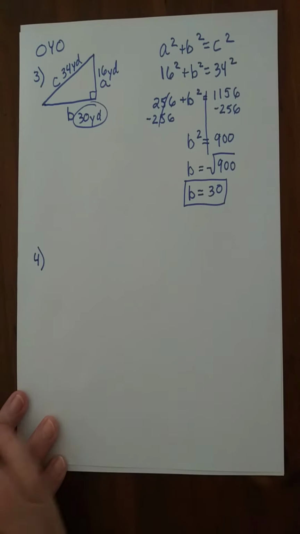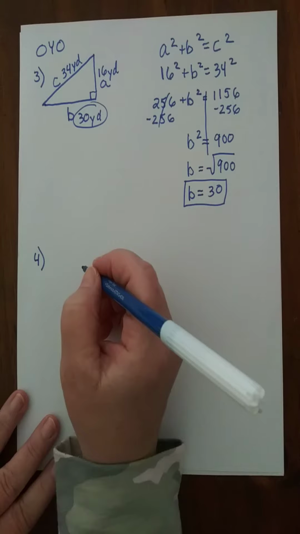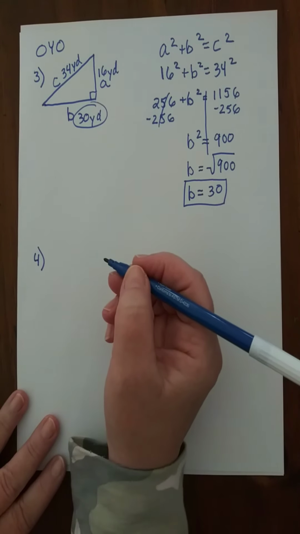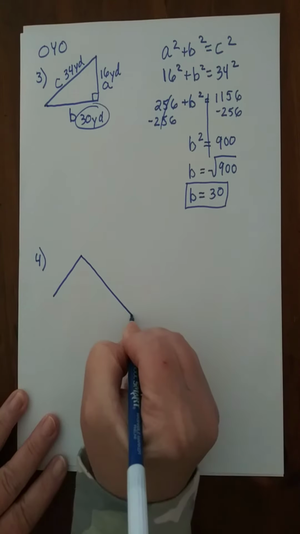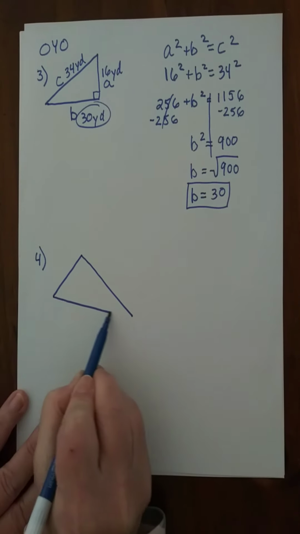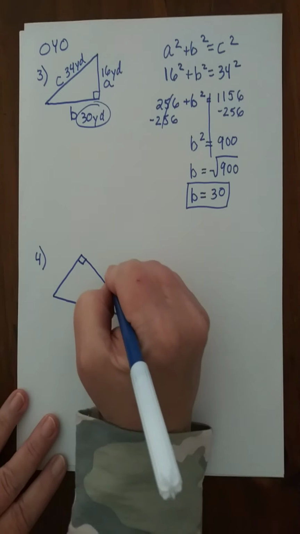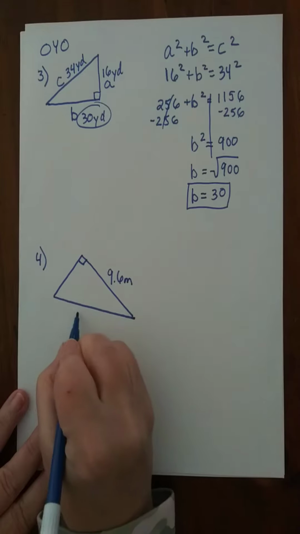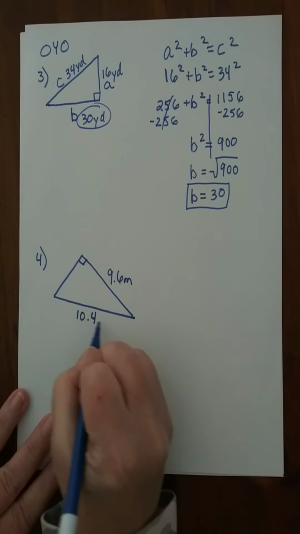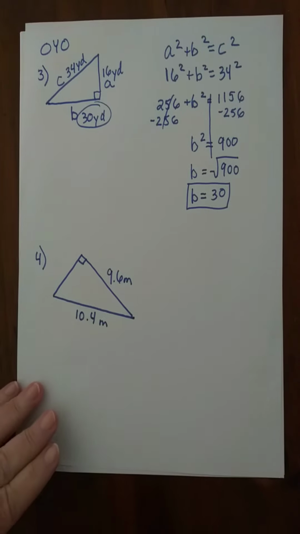All right, I'm going to give you one to try by yourself. Number 4. This one's got decimals, and it still works the same. Remember, decimals are just numbers between 0 and 1. So draw the picture first. And here's our right angle. This is 9.6 meters, and this is 10.4 meters. Okay, now I want you to try this one for yourself.